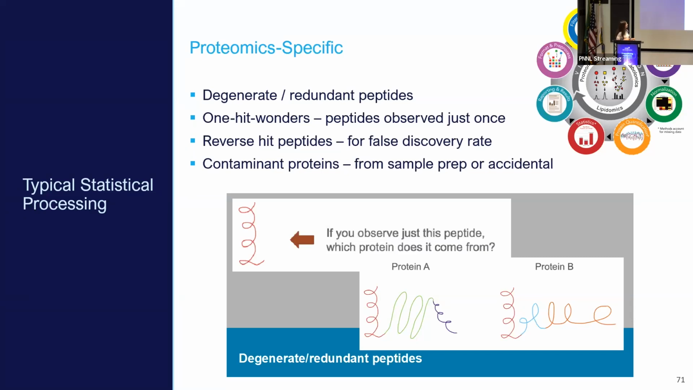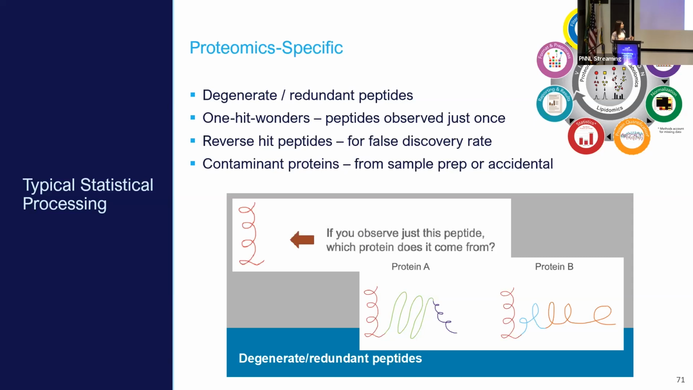Another thing that we sometimes do is remove any one-hit wonders. So those would just be peptides that we only see once across all of our samples. There was a question earlier about, what do you do in cases where you only see something in one sample? And this is a pretty common path forward.